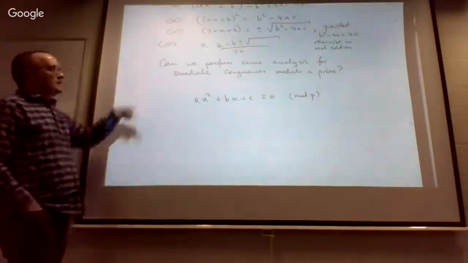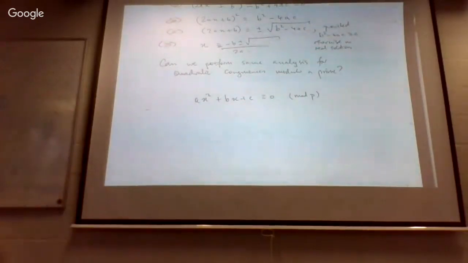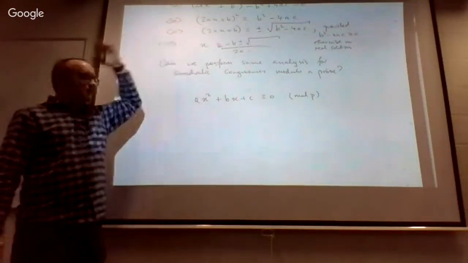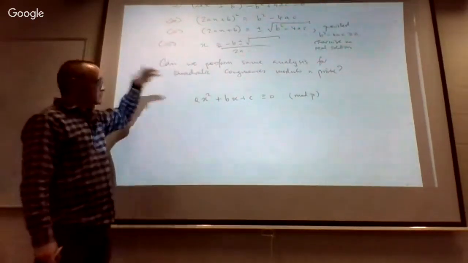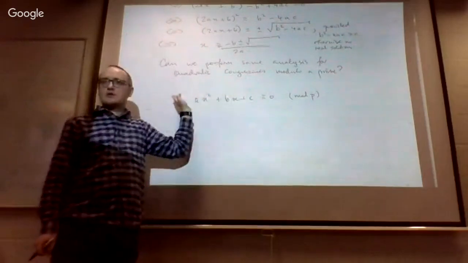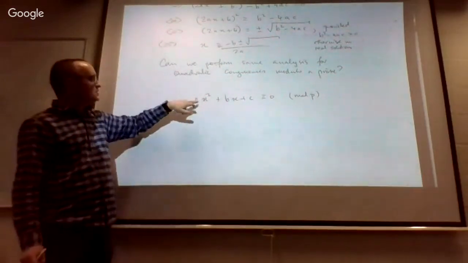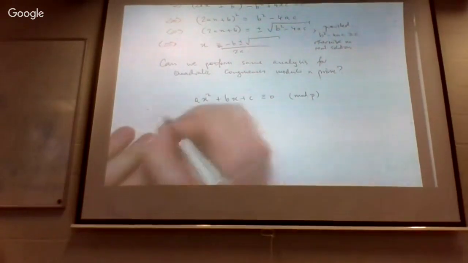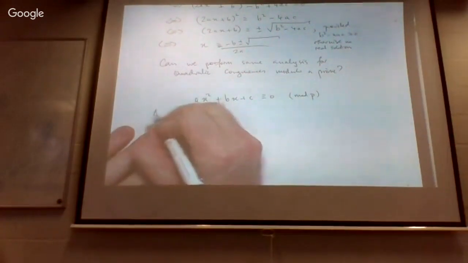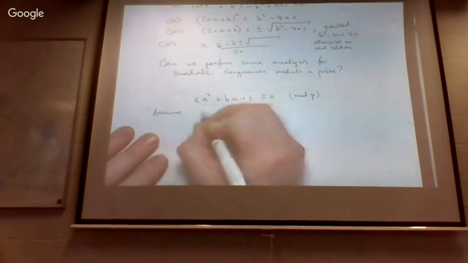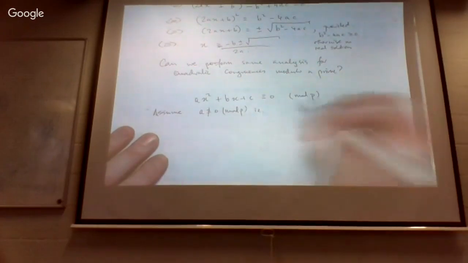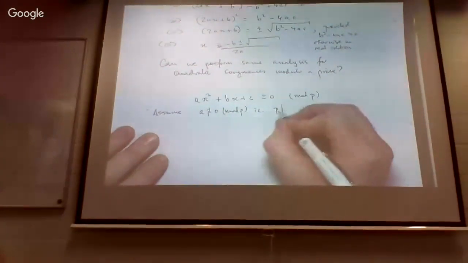Now, before we had a condition that a was non-zero, because otherwise it wasn't really a quadratic equation. We need a similar condition here. We do want this to be a genuine quadratic expression here. So we want to know that a is non-zero. That's equivalent to p not dividing a.